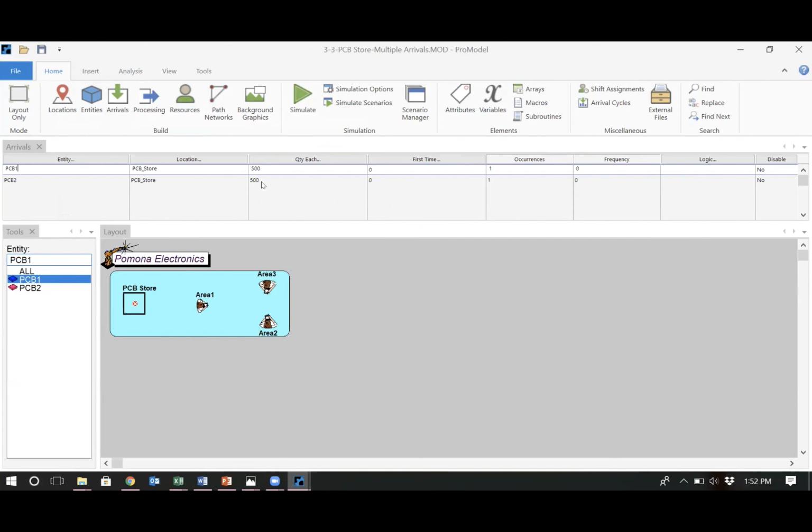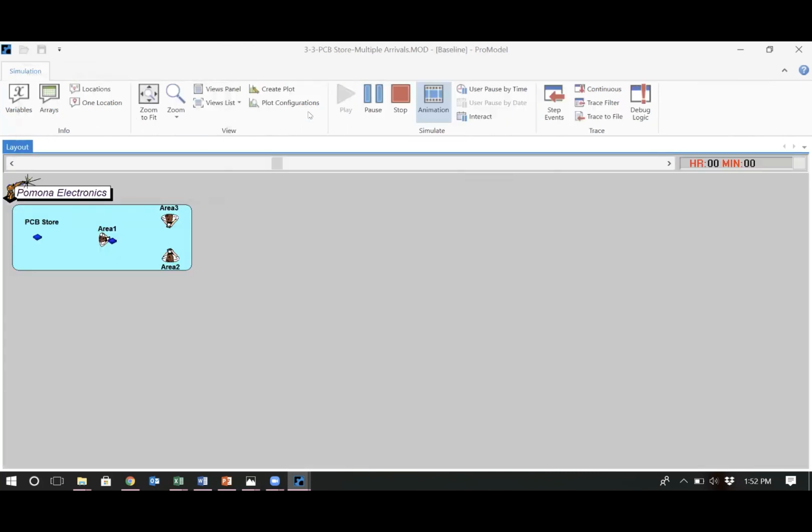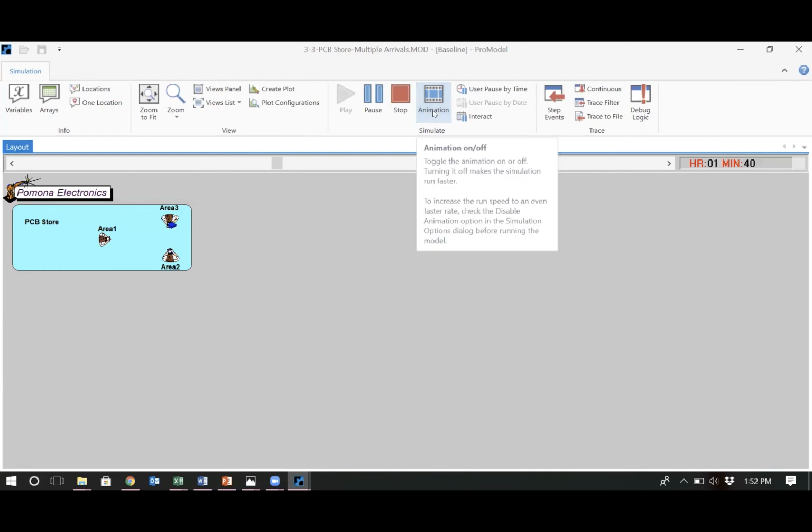So when your number of occurrences are limited and simulation is done processing those entities, then simulation stops automatically. I don't need to specify any simulation time in the simulation option window. All we need to do is to just run the simulation. Make sure to turn off the animation.